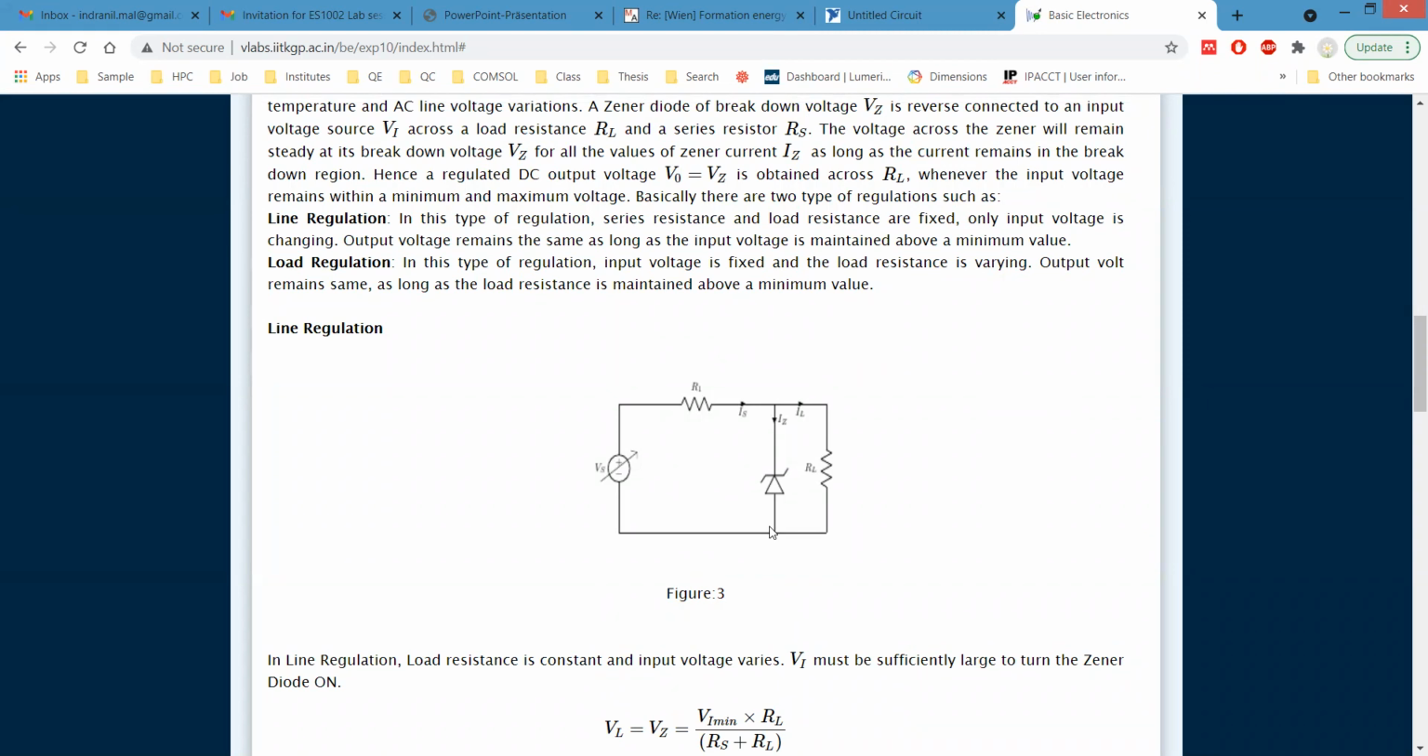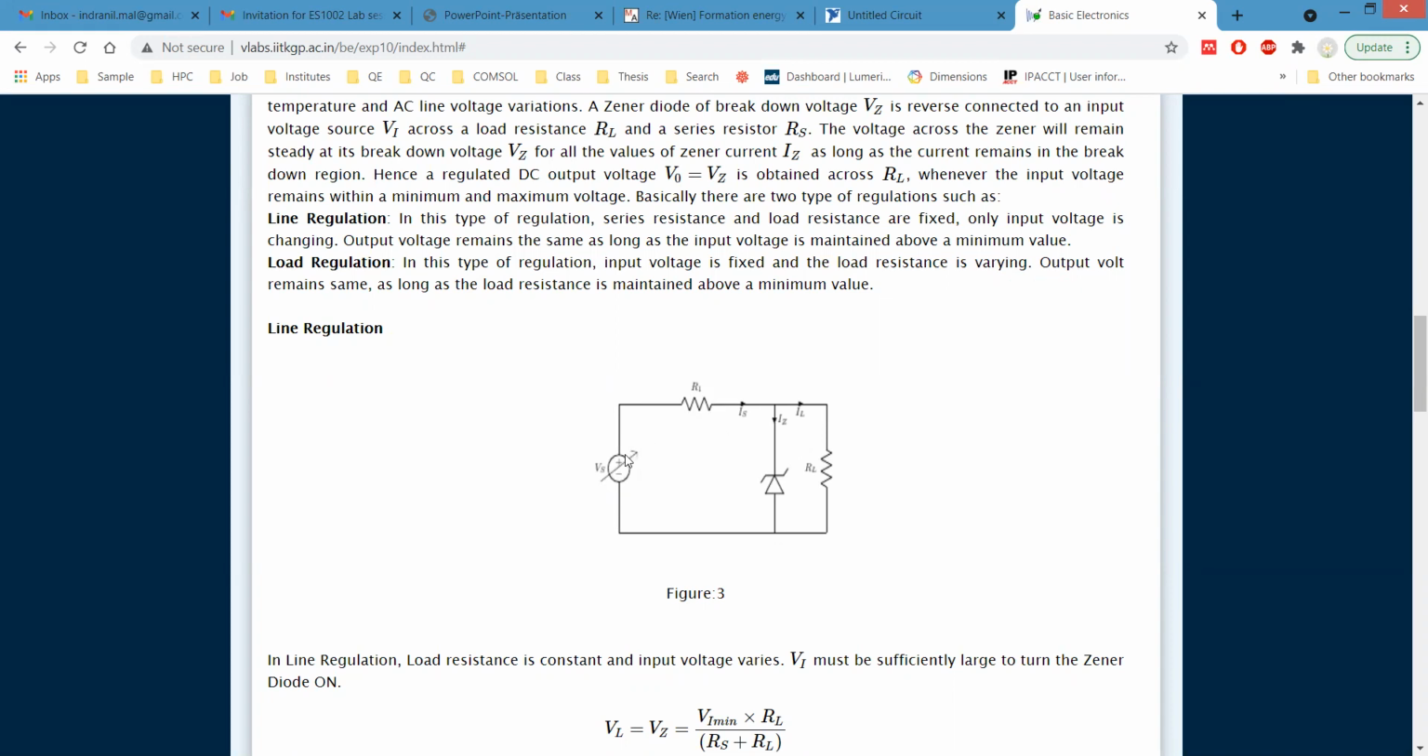And if you change the load current, load in general means the passive components connected to a particular source. In our case, we will use a resistor as a load and a variable resistor for load regulation. So what does regulation mean? I think you are familiar with the theory, but I will tell you a little about it. Line regulation means we change our input voltage and check the output voltage across the regulator.